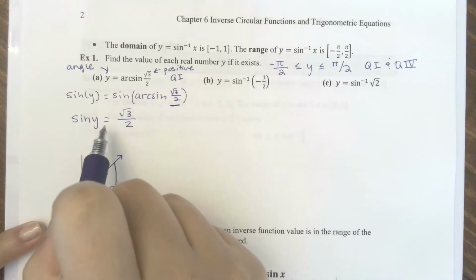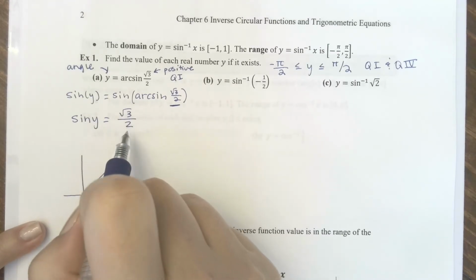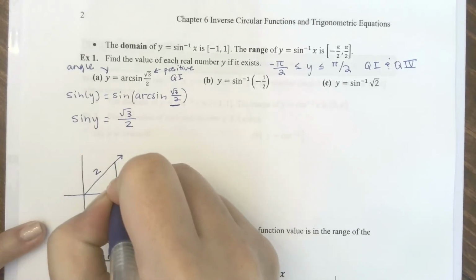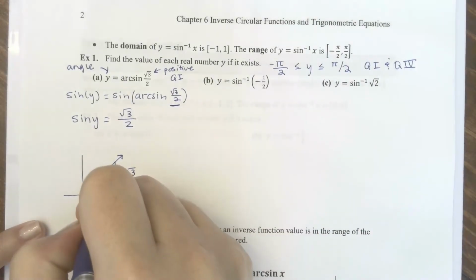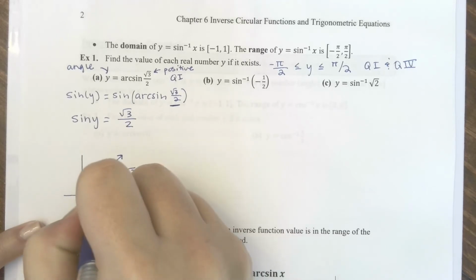Okay, so sine is going to give me y over r. So r is 2, and then y is going to give me square root of 3. And then we know this is a 30, 60, 90. So this is 1. And then this angle right here is going to be 60 degrees.